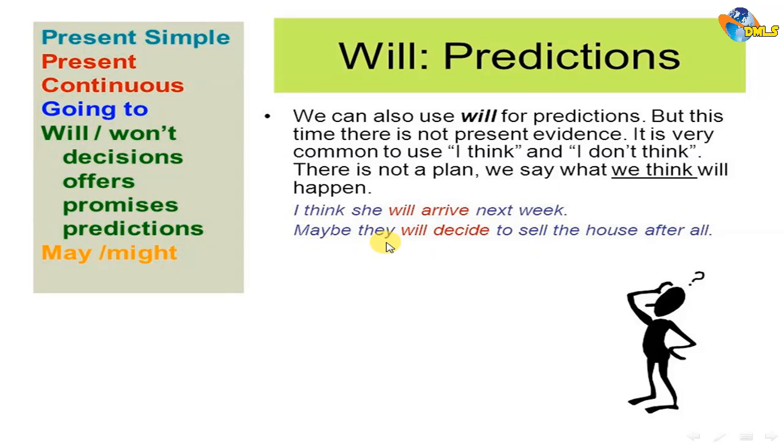Maybe they will decide to sell the house after all. So, maybe, I don't know, I'm not sure, I don't have evidence. Okay, so they will sell it. So, when I predict something or think that something will happen in the future and I don't have evidence, I use will.